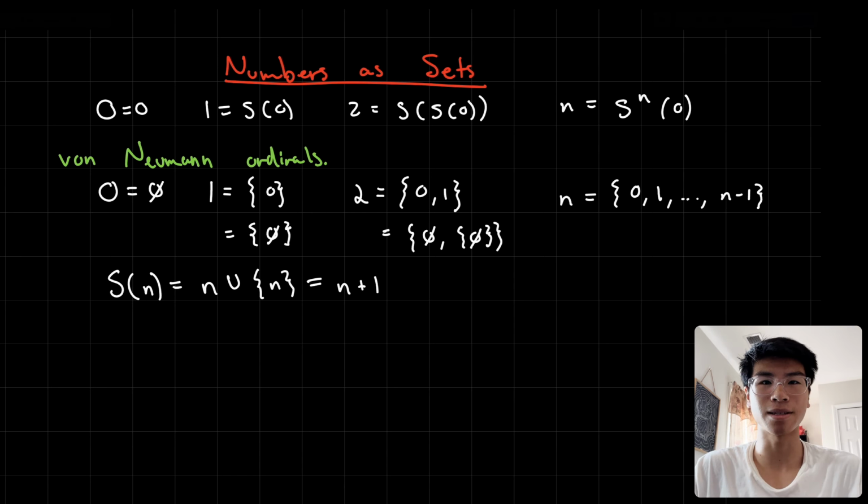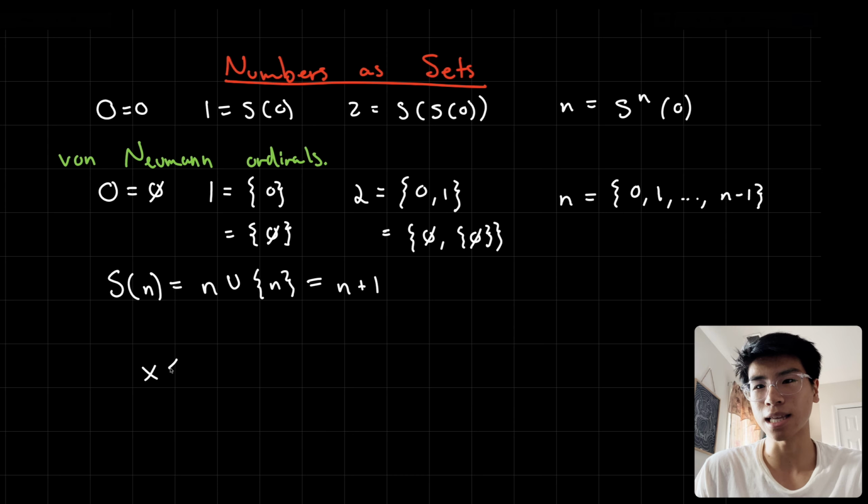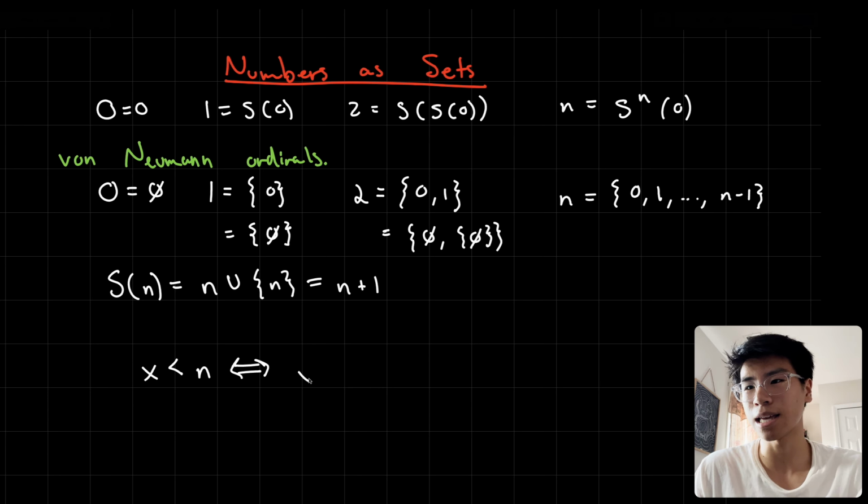Now, the interesting thing about this is that these ordinals have certain special properties. The first of which that we should notice is that each natural number contains all the natural numbers that are less than it. For any natural number x that is less than some natural number n, that's the same thing as saying it's an element of n. You could also say that x is a proper subset of n.